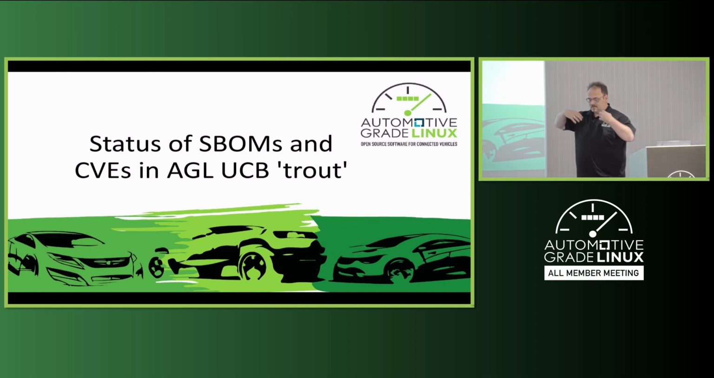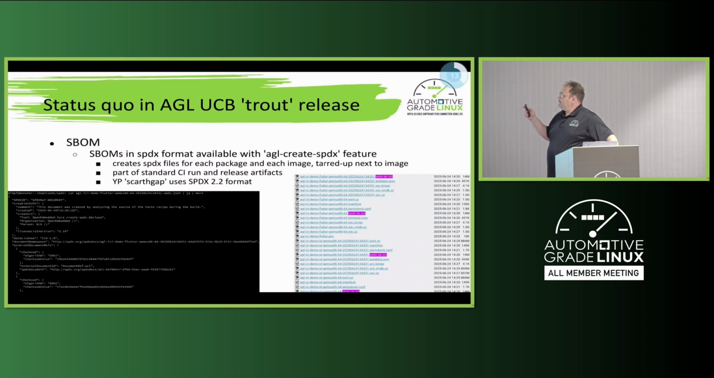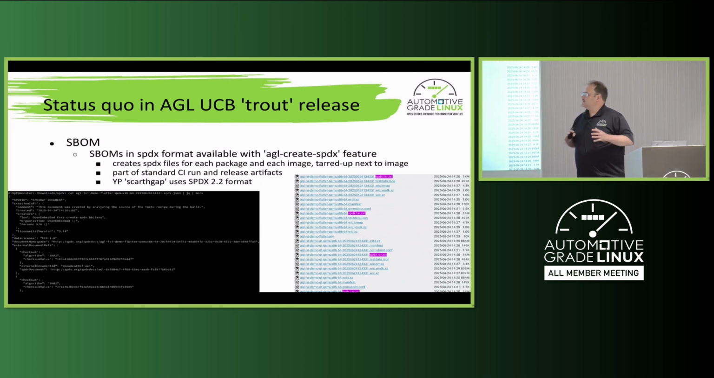Now let's take a look at what is there currently in Trout and where we are heading next. Okay, so Terrific Trout is based on Yocto Project Scarthgap 5.0.10. We are using these components here, Flutter, Qt, and so on. So what is available in terms of SBOM in the Trout release?